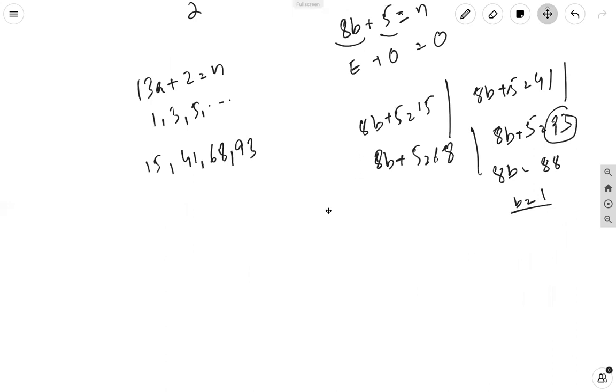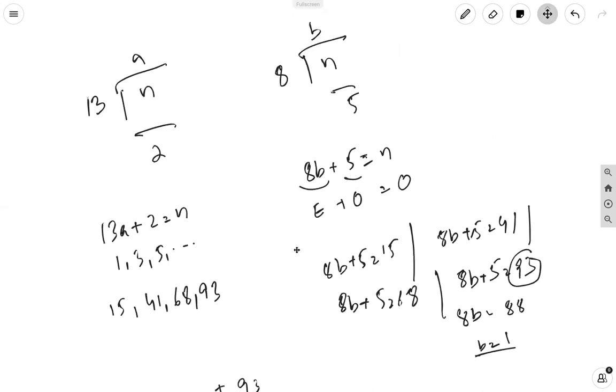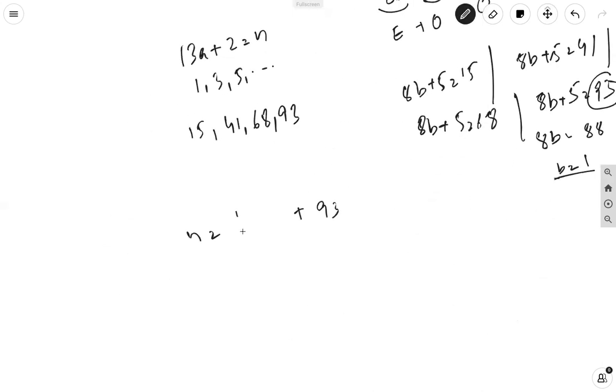So the first common n will be equal to 93 plus, what are the two divisors? Those are 8 and 13, right? So just a multiple of 8 times 13 into x. So when x is 0, the first term is 93. But when x is 1, the second term is way greater than 180. So there's only one term which is less than 180.